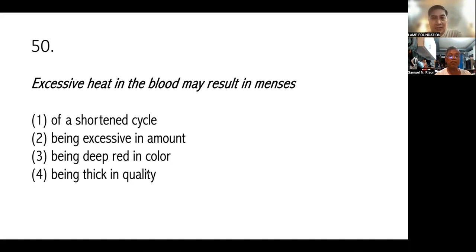Ingat ka dyan sa QC. Maulan pa rin. May bagyo na naman yatang parating. Diyos ko.